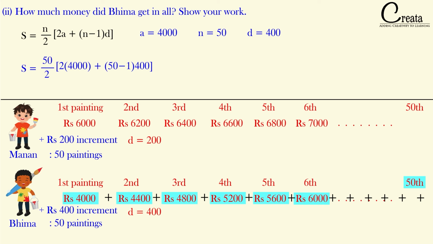Let's put in all the terms. On solving, we got the addition as 6,90,000 rupees. It means Bhima will get in totality 6,90,000 rupees for 50 paintings. A good amount he will get. Okay, so we are done with part 2.